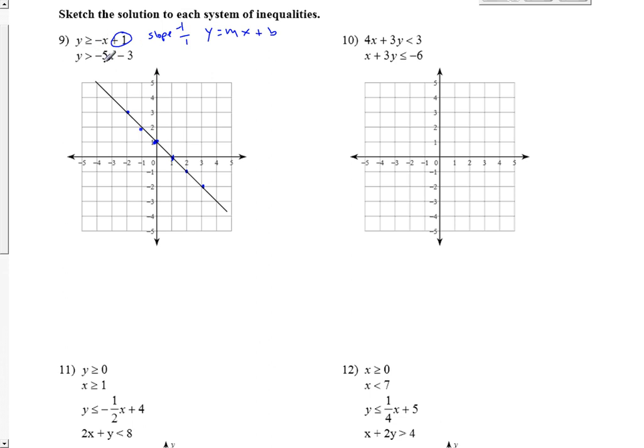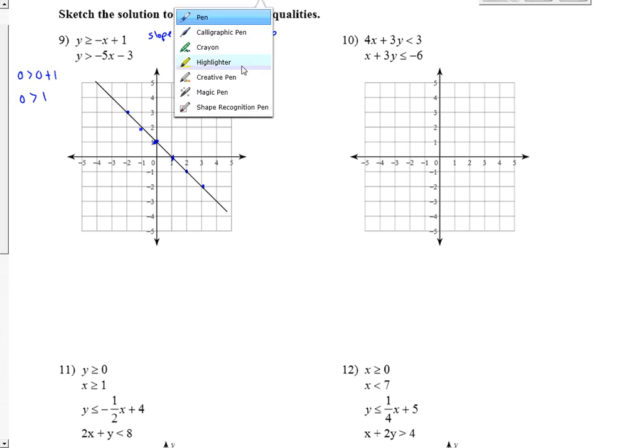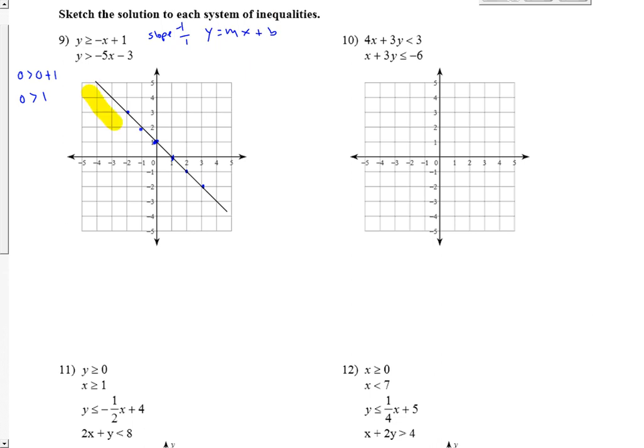And now I have to think about the shading here. If I plug in 0, 0 into that equation, that gives me 0 is greater than 0 plus 1. Well, 0 is greater than 1, so I want to be shading towards the point 0, 0. And I'm going to use a highlighter here to show where the shading is on this. So I am shading towards that point 0, 0 because that's one of the solutions. Okay?